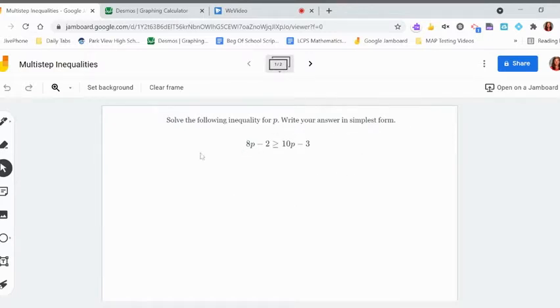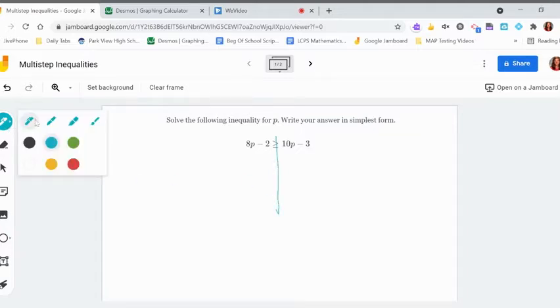This is not asking us to graph it on the number line, but we're just going to solve for P. It's going to be very similar to the way that we solved equations. I'm going to draw my line. Here you do have some choices. We want to try and get P on the left side because we like to have the letter and then the number when we end.